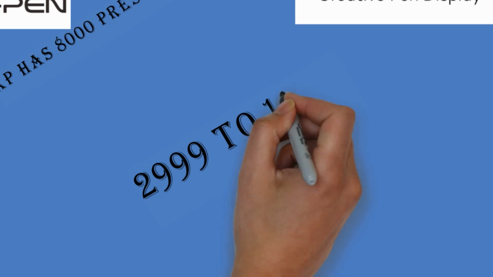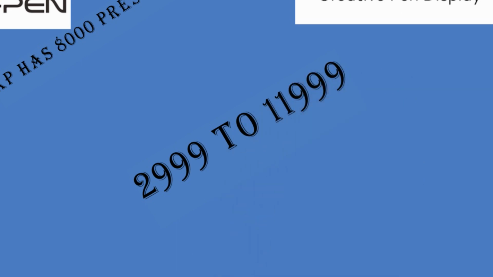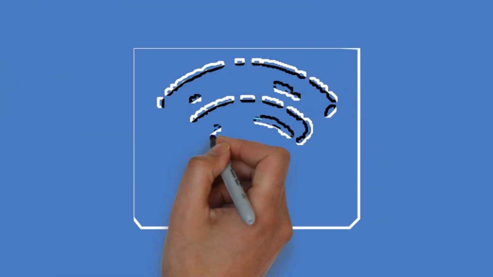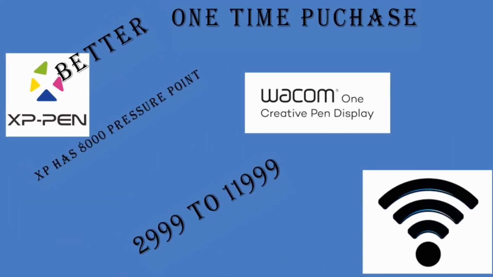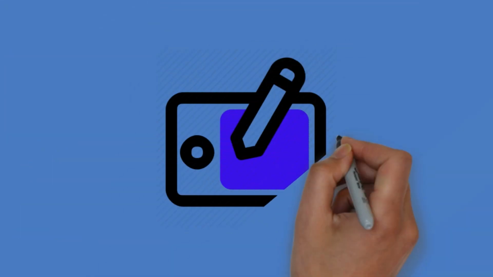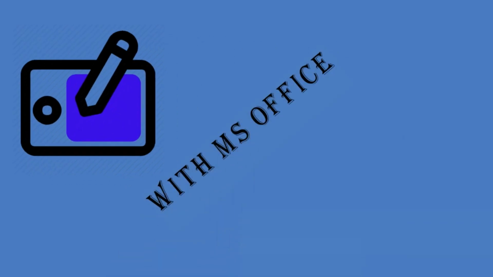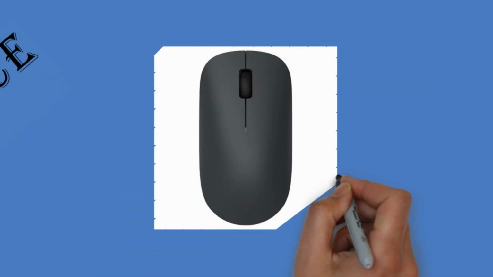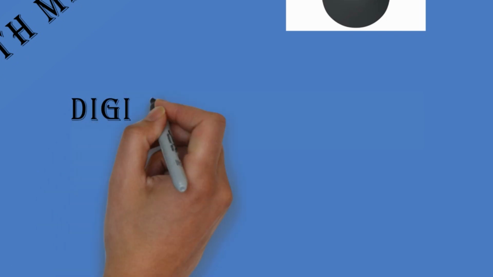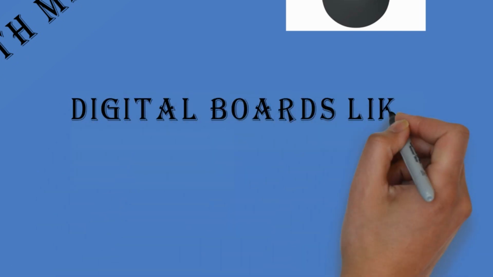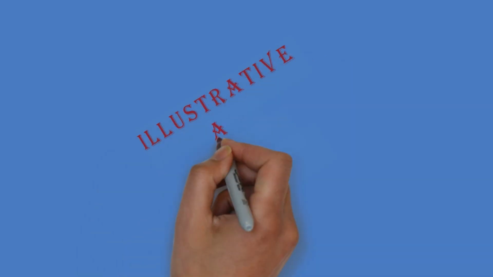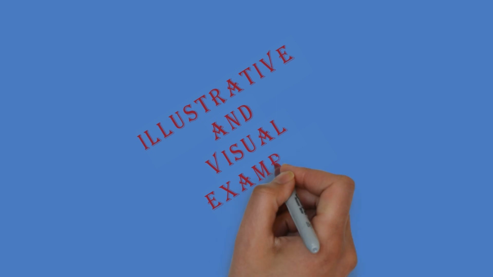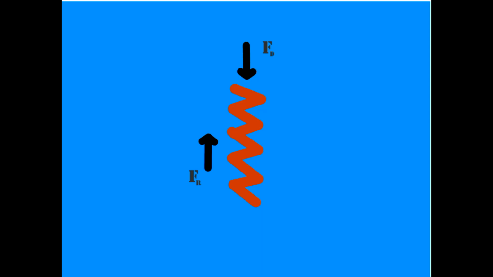You can choose from different available sizes. The range starts from 2,999 to 11,999. If you are clumsy with wires, you can go with the top model because it has Wi-Fi connectivity. You can use your PenTab with MS Office. Actually, PenTab is a mouse in the form of a pen, and with it you can use digital boards, like the AWW app, which is a free online digital board. And also with some basic skills in animation, you can create more illustrative and visual content.